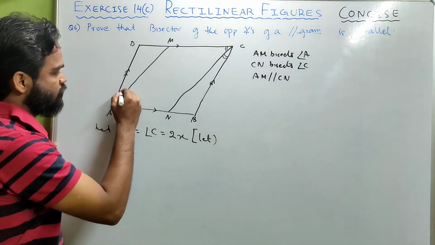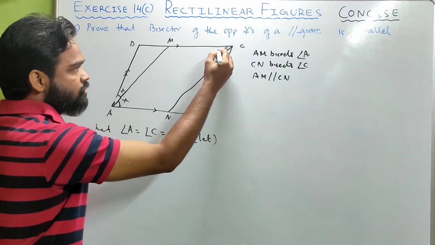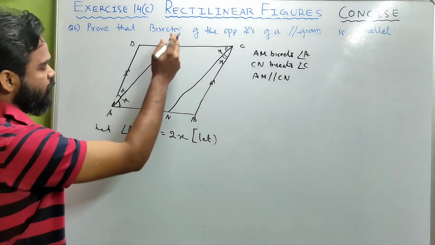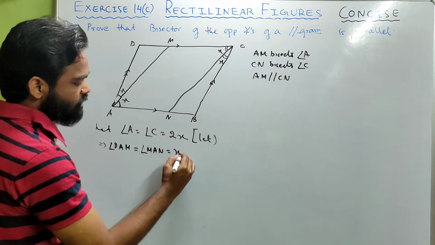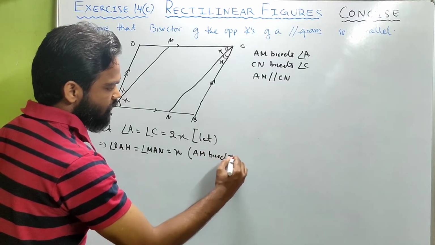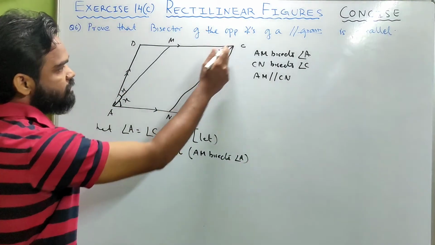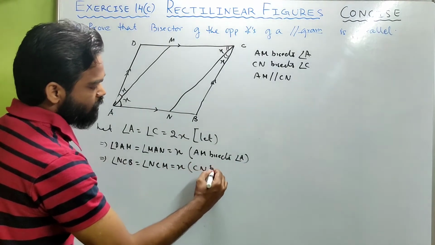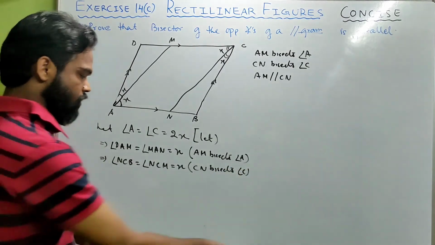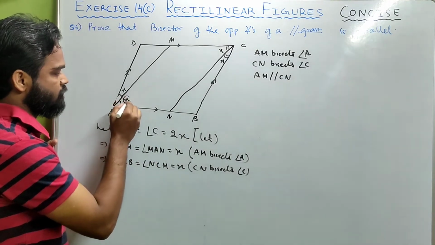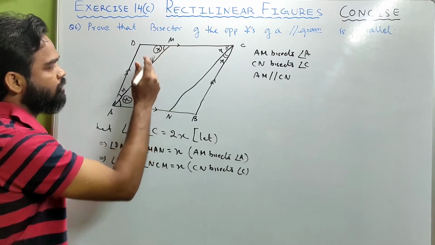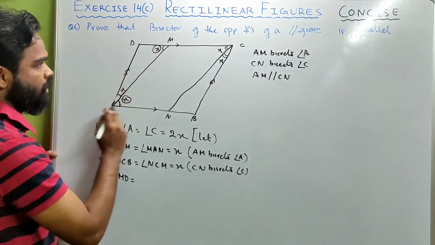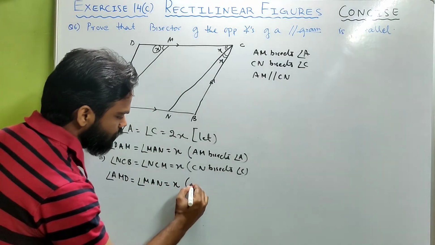Now AM bisects angle A, which means this will be x and this will be x. CN bisects angle C, so this will be x and this will be x, which implies angle DAM is equal to angle MAN equals x, because AM bisects angle A, given. Similarly, angle NCB is equal to angle NCM equals x, because CN bisects angle C. I think till here there will be no doubt. Now look carefully. If this angle is x, this will also be x, interior alternate angle. Angle AMD is equal to angle MAN, which equals x degrees. Why? Alternate angle.